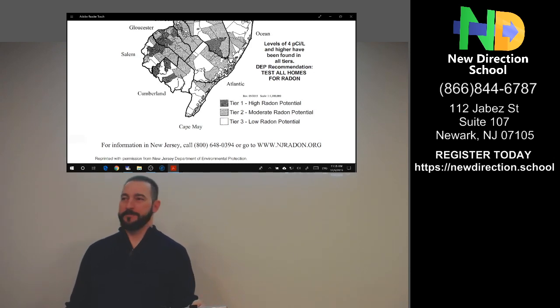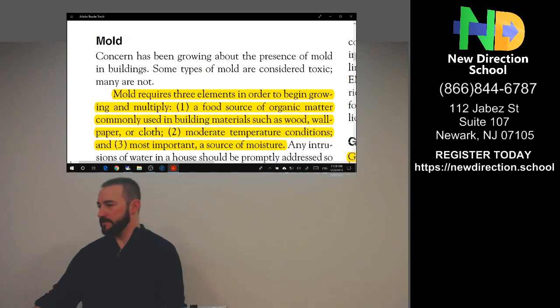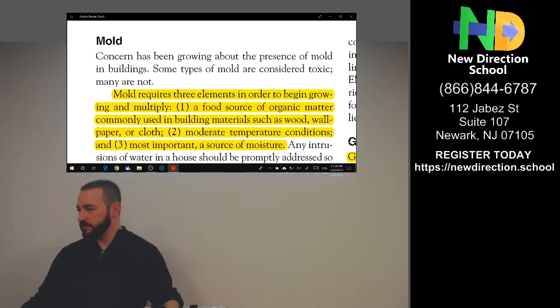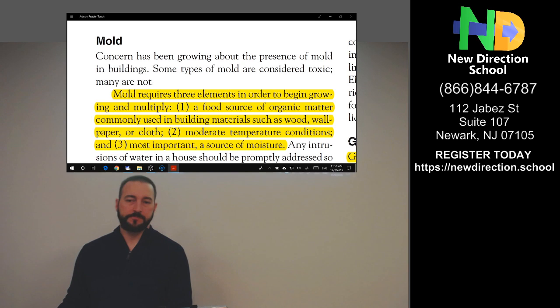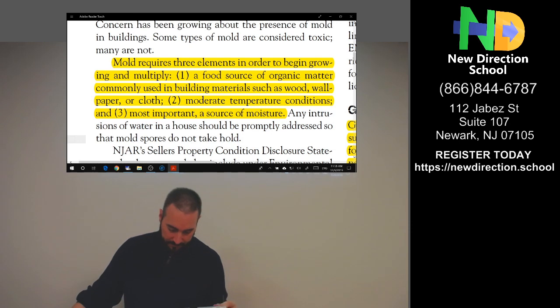Yes, no, maybe? Great. So moving forward, mold. Does everybody know what mold is? So with that being said, if everybody knows what mold is, just highlight or put a box around this section. Good?